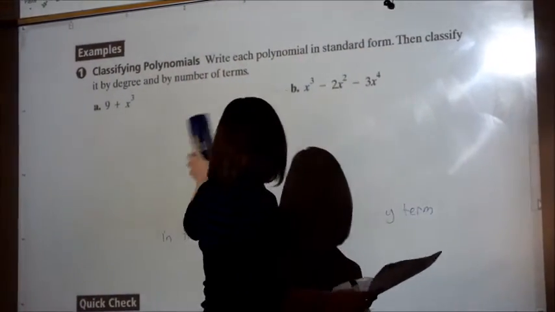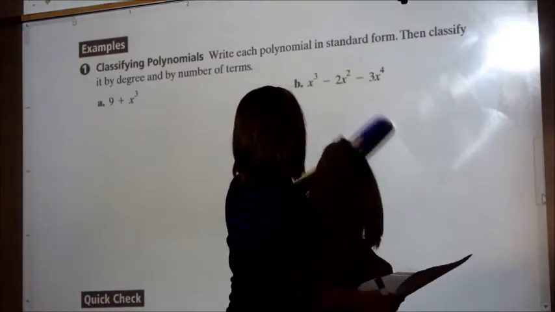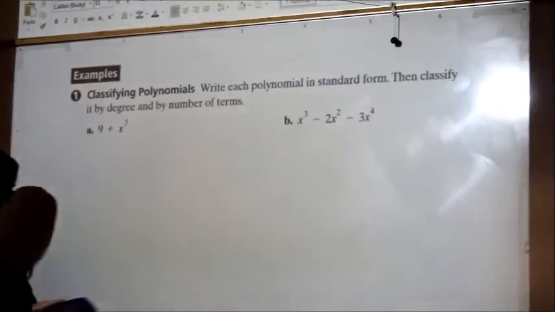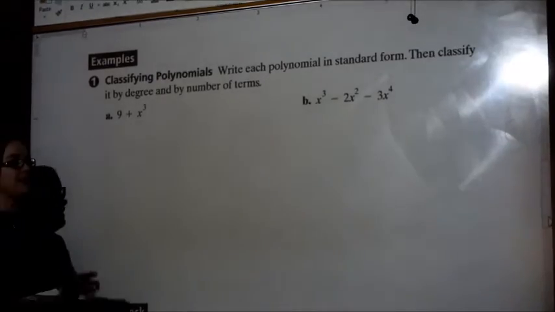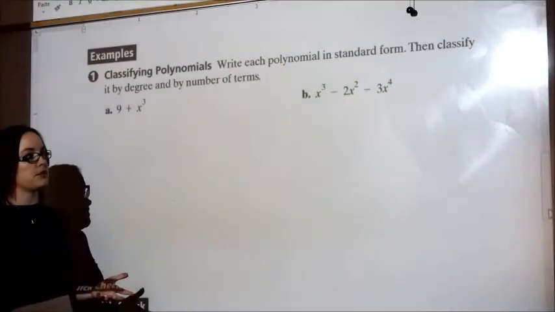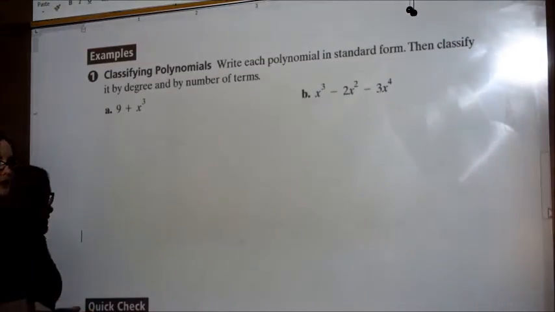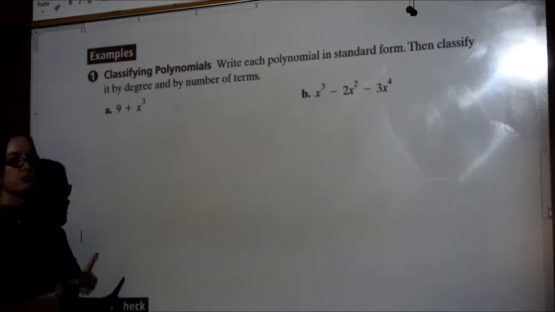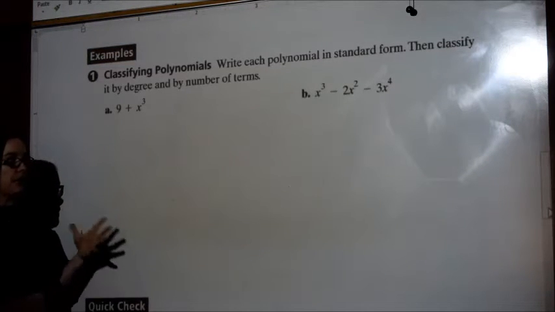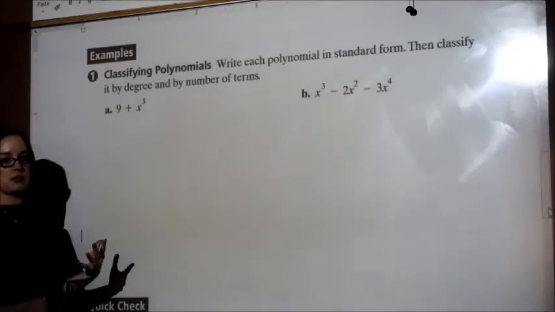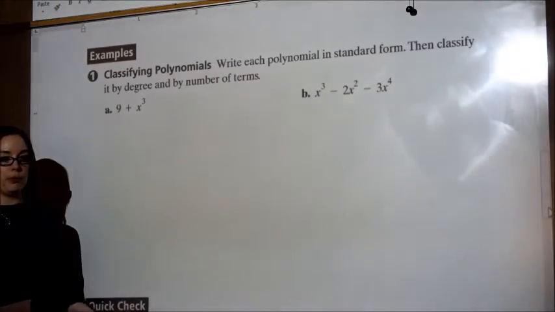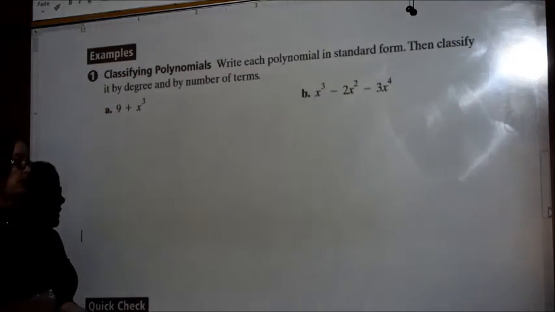All right, so we're going to move on to a few examples. And in example 1, we're going to classify these different polynomials that you see. We're going to write each polynomial first in standard form, and then we're going to classify it by its degree and by its number of terms. So in this case, you might want to refer back to that chart that we went through in the beginning.